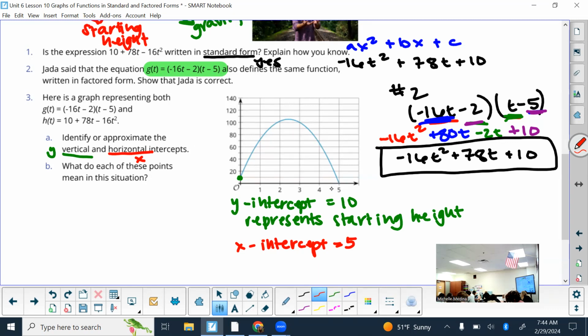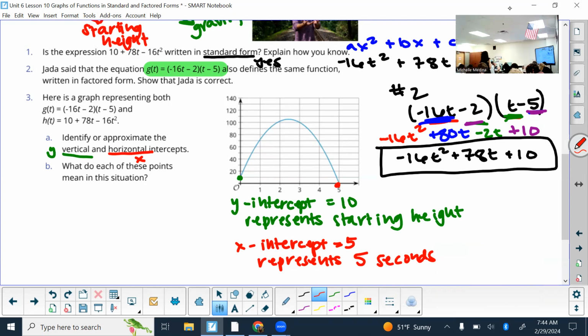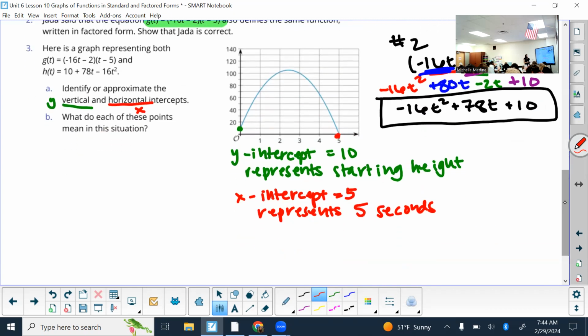But what is that 5 representing in the real world situation? 5 what? What is our x-axis? It's time in seconds. So it represents 5 seconds, and what happened at 5 seconds? It hit the floor after 5 seconds. So it represents 5 seconds, or at 5 seconds, it hit the ground. It was in the air for 5 seconds.